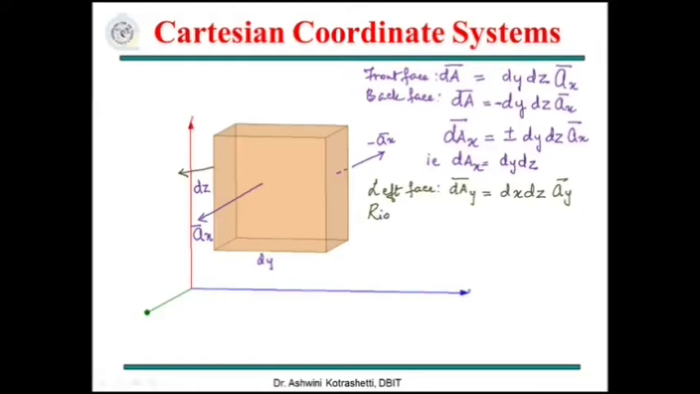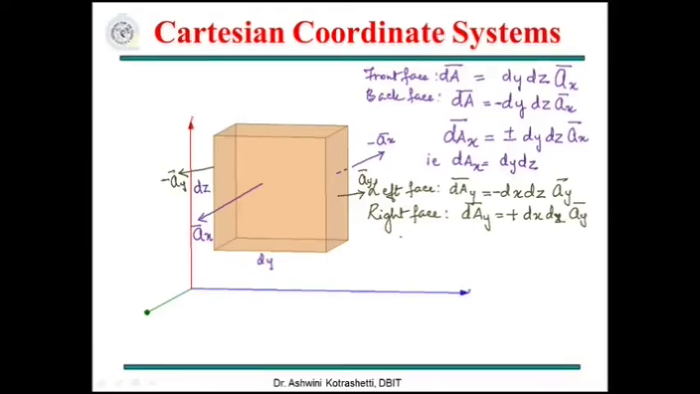Likewise, I have the right face. The right face will be dA bar is equal to, sorry, here ay has an associated negative sign. So this is here plus dx into dz ay bar. How's the unit vector? It's this. So this is your ay bar. This is minus ay bar, right?